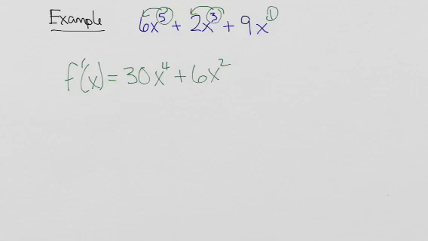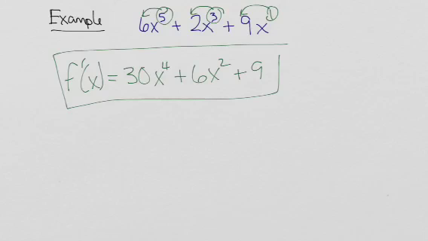And then this exponent 1 goes out front, times this 9, which stays 9. And then x to the 0, which just kind of cancels. And there is the function for our derivative.